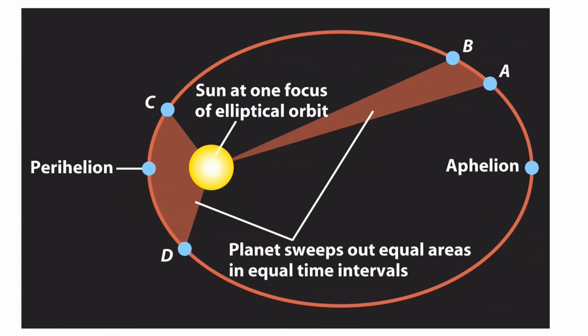The aphelion is further away from the star, and the perihelion is closer to the star. So the area swept is the same. So the areas of the sectors are the same. If you look at the distance A and B, that is very short, meaning it takes a long time, but it takes a quick time when it's closer to the star at CD.